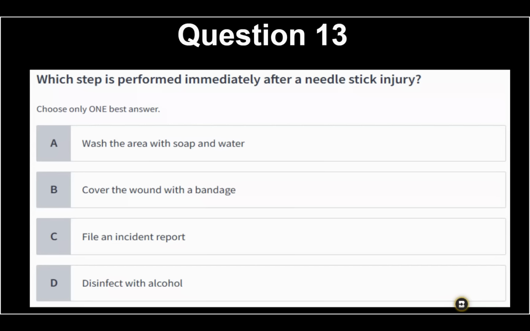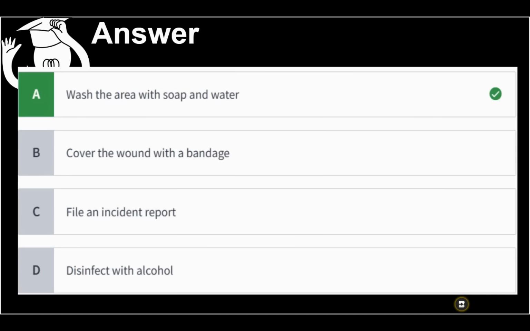Question 13. Which step is performed immediately after a needle stick? Will it be A, wash the area with soap and water, B, cover the wound with a bandage, C, file an incident report, or D, disinfect with alcohol? If you said A, to wash the area with soap and water, then you are again correct.